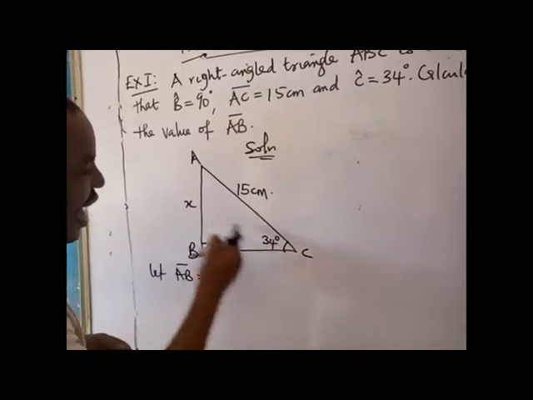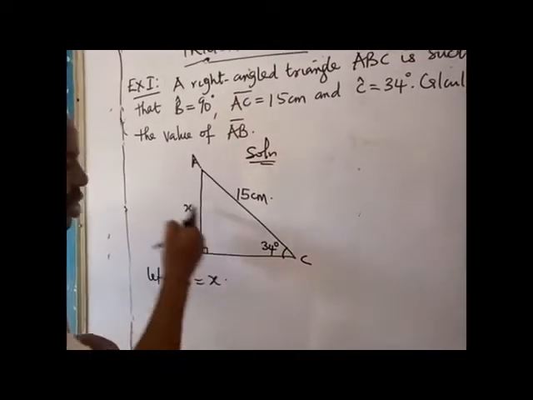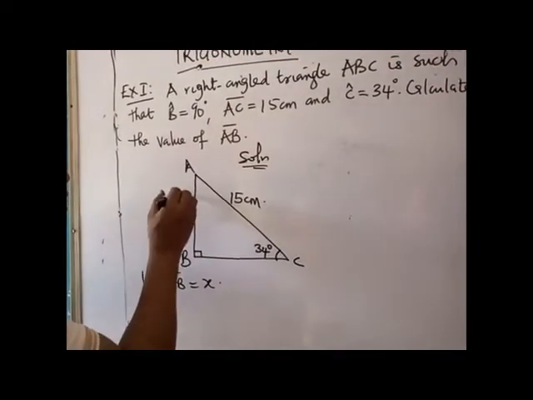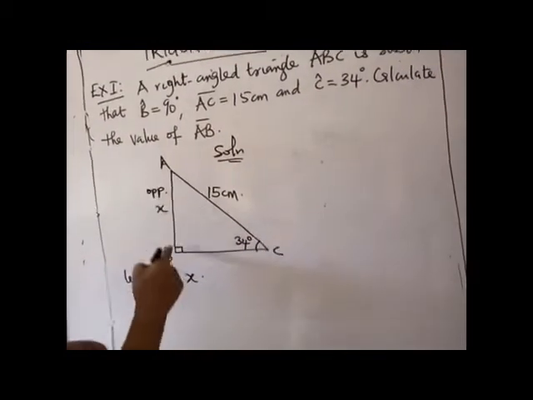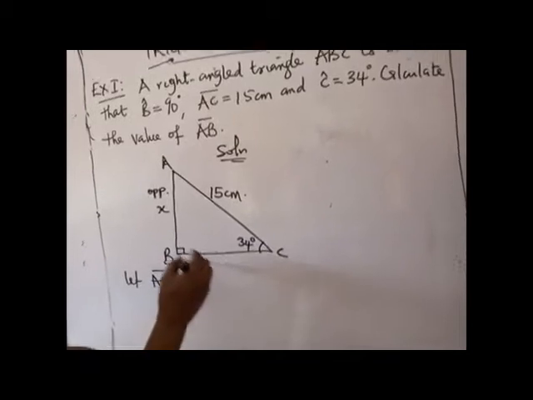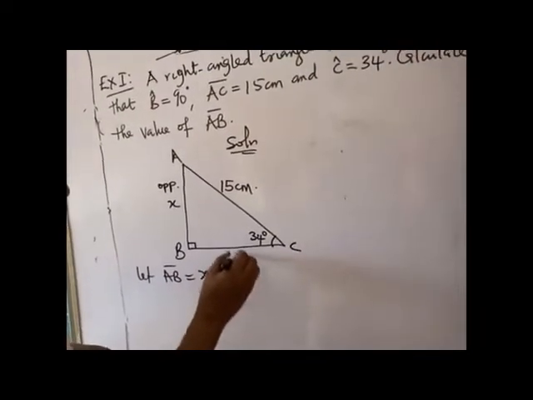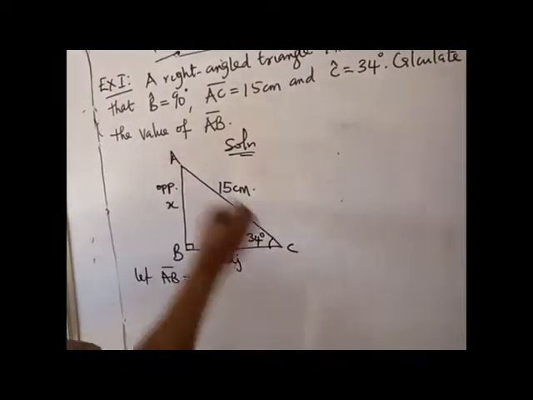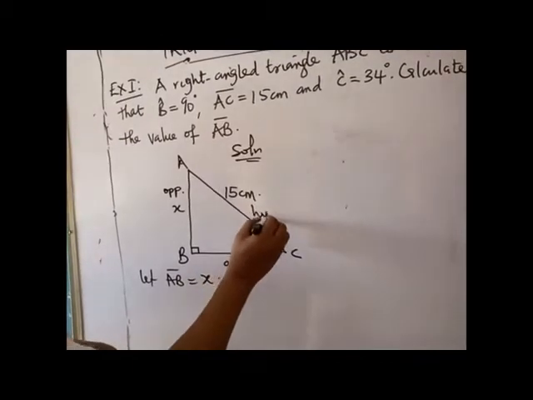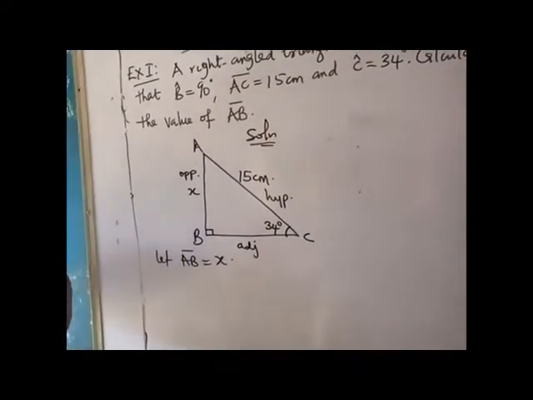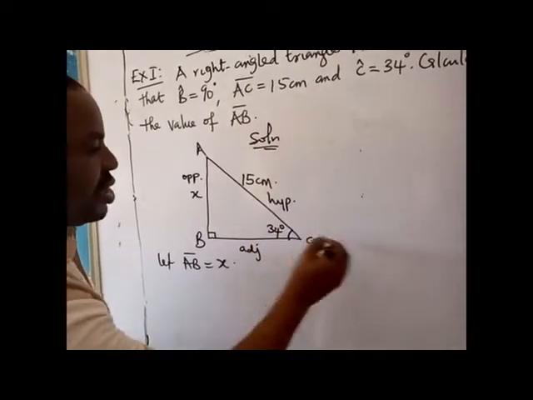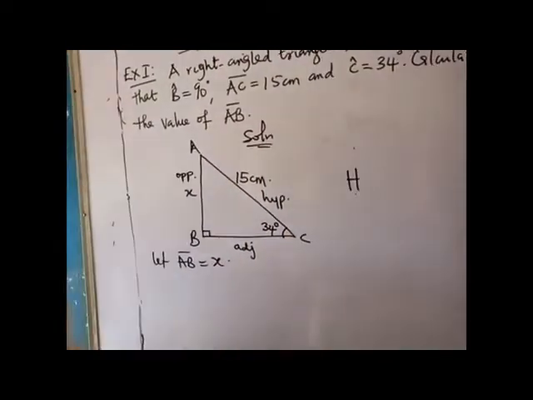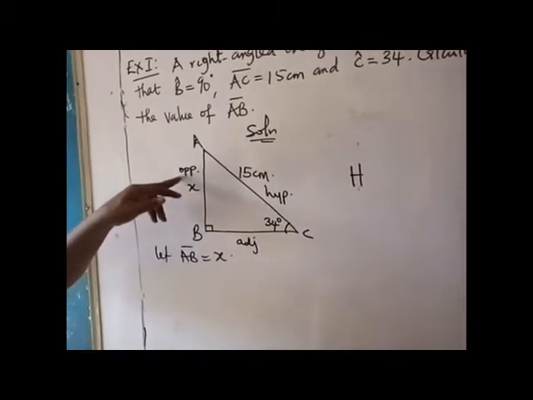The side opposite C, 34 degrees, is called the opposite. So this X is our opposite. This other side is called the adjacent, making an angle with 90 degrees. And this slanted side is called the hypotenuse. First of all, you ask yourself, what side are you given? You are given the hypotenuse, 15 cm. What side are you looking for? You are looking for X, which is the opposite.